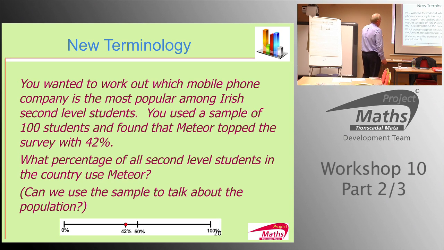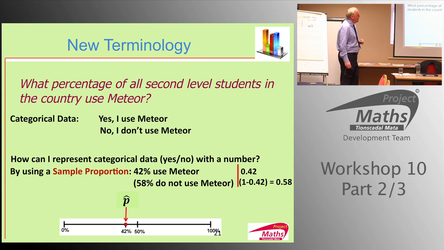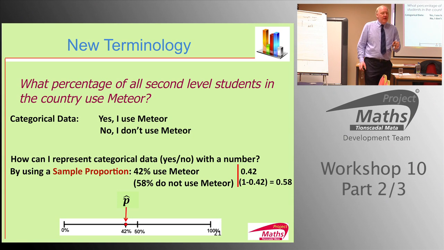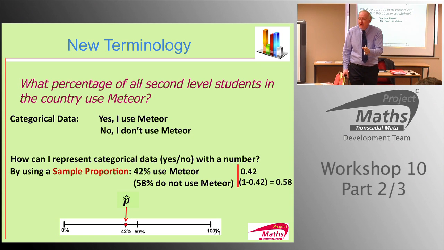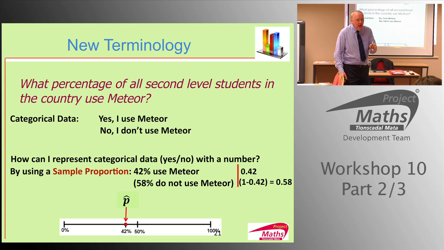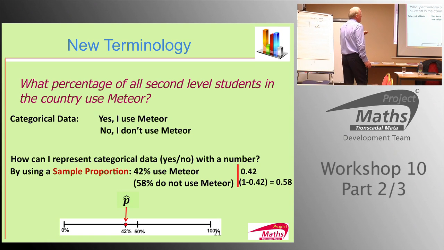Now, new terminology. Here's our question again, like 42%. What percentage of all second level students in the country use Meteor? It's categorical data, okay? Because the answer is, yes, I use it, no, I don't. Do you understand? Okay? Categorical data: yes, I use Meteor, no, I don't.